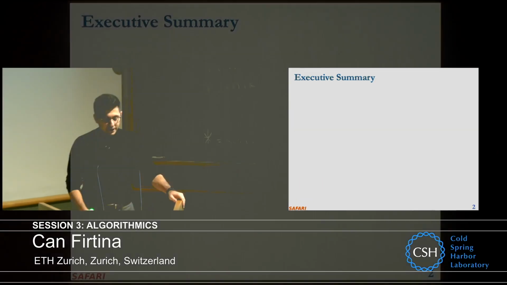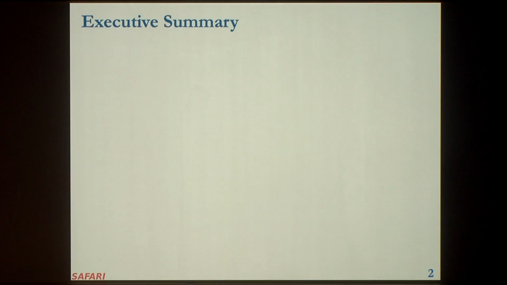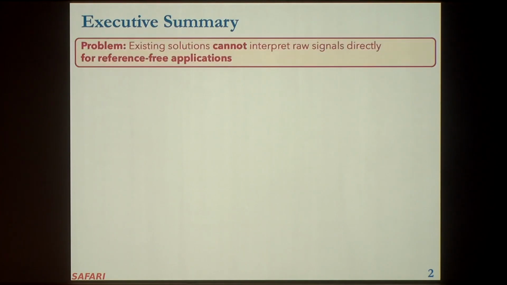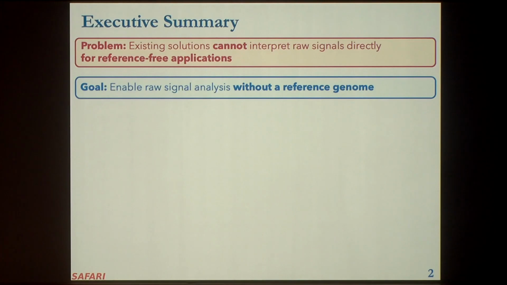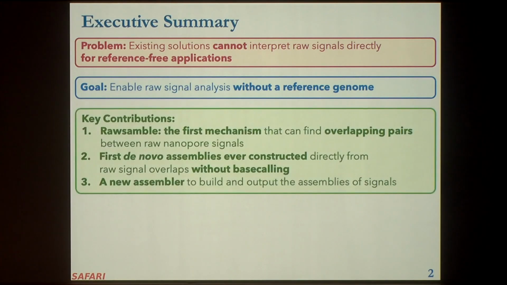So I'll start with an executive summary. We know that there are many recent works that aim to map raw nanopore signals to reference genomes without base calling them. But we also find that the existing solutions cannot really interpret or analyze raw signals directly, for example, for reference-free applications or if the reference genome is unknown. So our goal is to enable raw signal analysis without a reference genome. To this end, we make 3 key contributions.